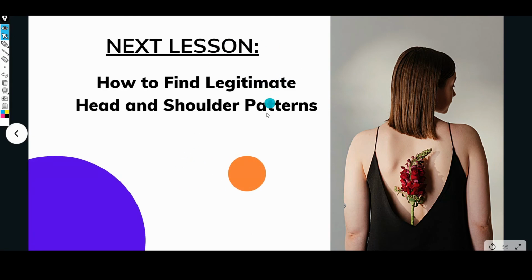That was it for this lesson. From the next lessons, we're going to start getting into price patterns. The first one we're going to do is how to find legitimate head and shoulder patterns. Now, I say legitimate head and shoulder patterns because there are fake ones. And if I explain to you how to find legitimate ones, that simultaneously teaches you how to spot fake ones.